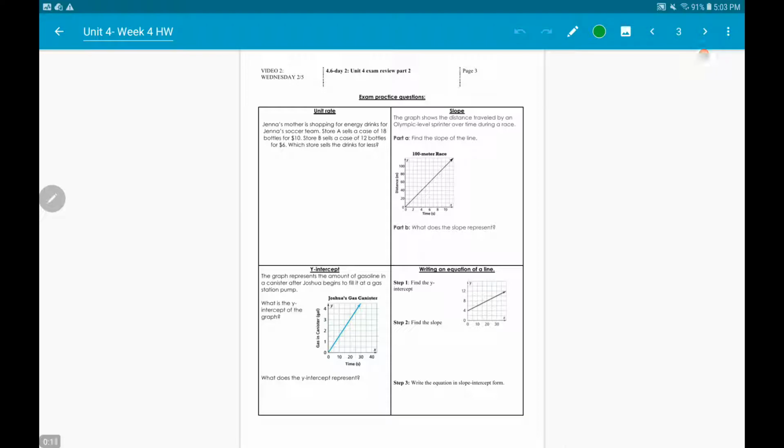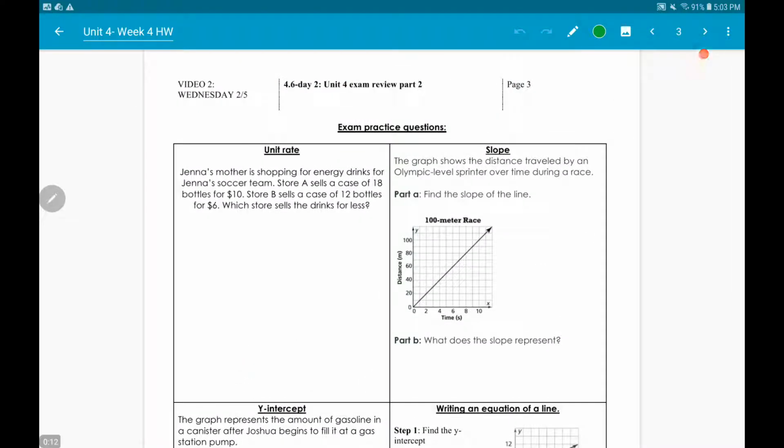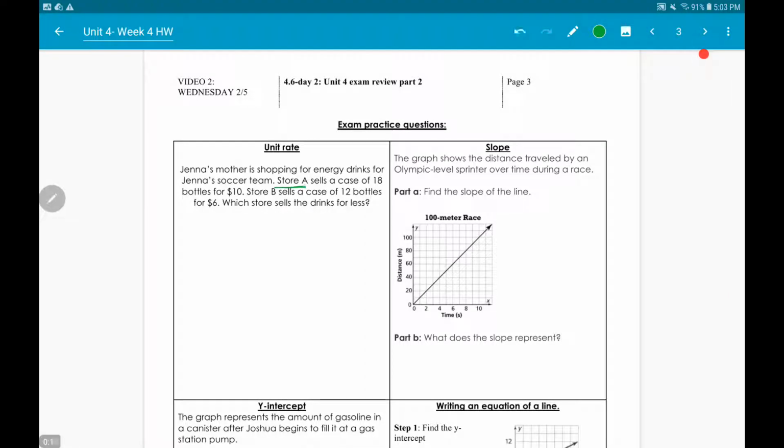So let's practice with the first one for unit rate. Jenna's mother is shopping for energy drinks. Store A sells a case of 18 bottles for $10. So I'm going to write that in store A. We have 18 bottles for $10. And store B sells 12 bottles for $6.